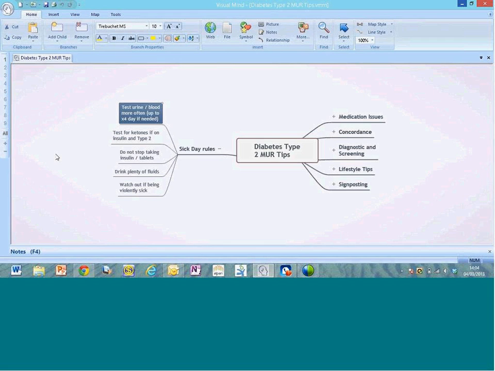Then you want to check for ketones if you're on insulin and you've got type 2 as well. Now, ketones in the urine especially is the body's way of getting rid of degraded proteins in effect. So it's actually not a very good sign if you've got ketones in the urine, especially if you're violently sick all the time, you're more likely to get ketonuria. So if you've got keto sticks, you might even want to use them on a reasonably regular basis, just to make sure that you're not entering that phase.